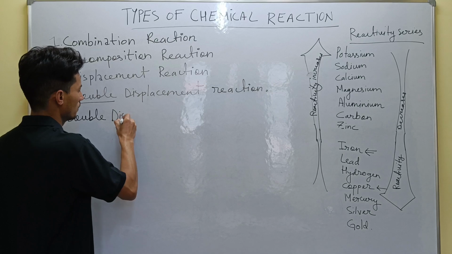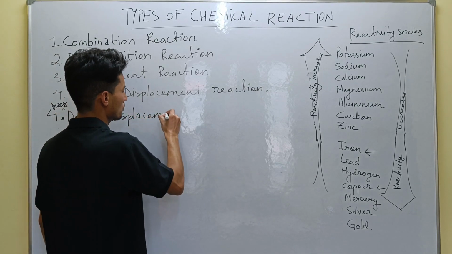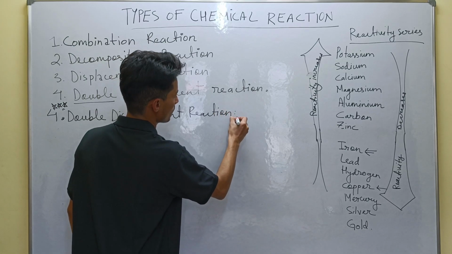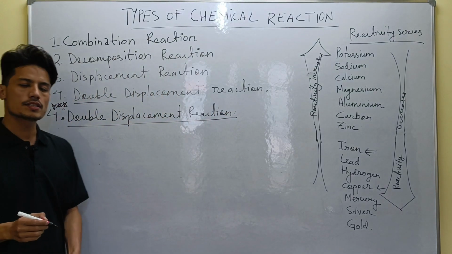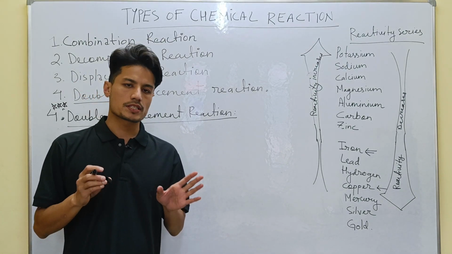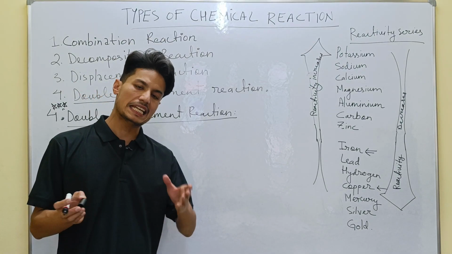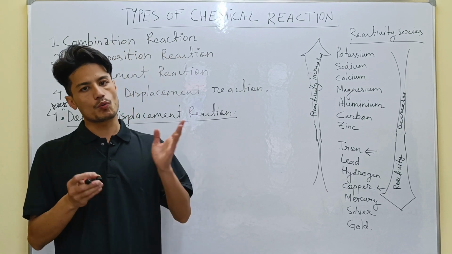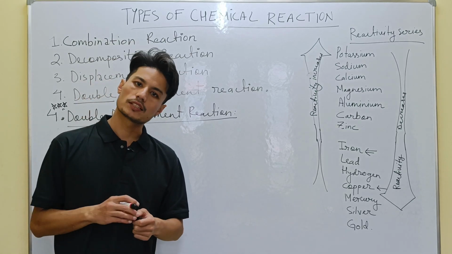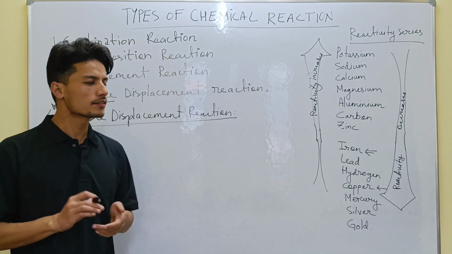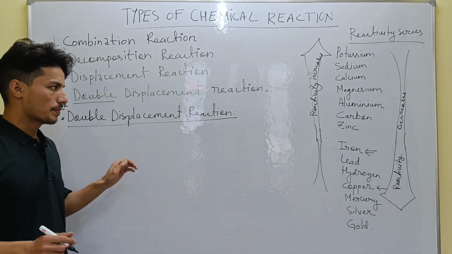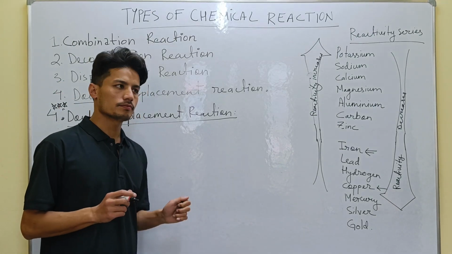Double displacement reaction. So what is a double displacement reaction? A chemical reaction which takes place between two compounds in which an element from one compound will displace another less reactive element from the other compound. Confusing, huh? It's okay, all the confusion will be cleared. The definition may sound very complicated now, but once you understand, it will be very easy.